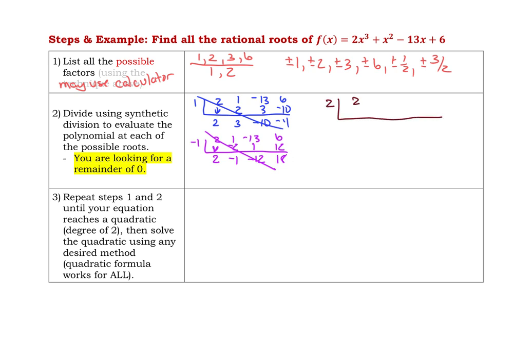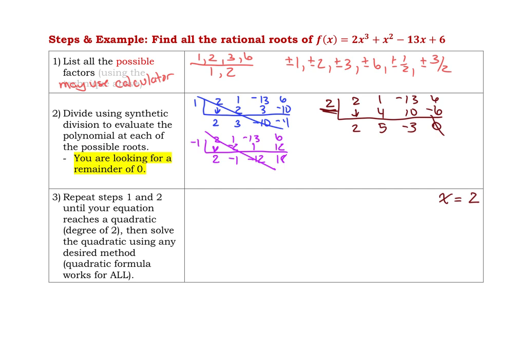So I've got the 2, the 1, the negative 13, the 6. 2 times 2 is 4. 2 times 5 is 10. And 2 times negative 3 is negative 6. I got the remainder of 0, so that is one of my solutions. That worked because I got a remainder of 0. So I know one of my answers is x equals 2.